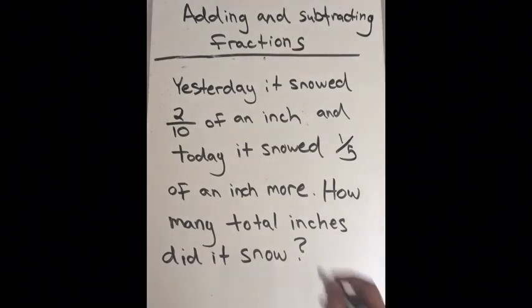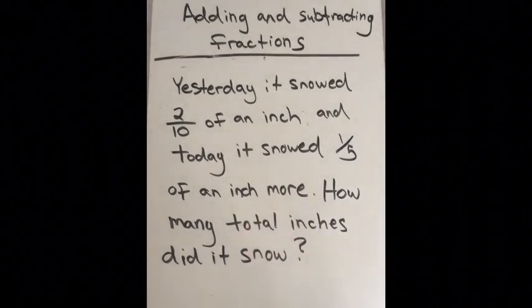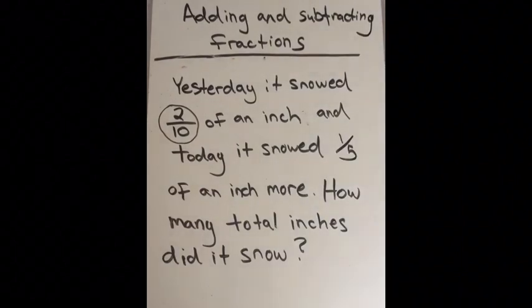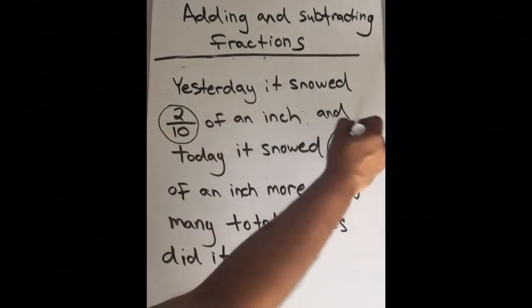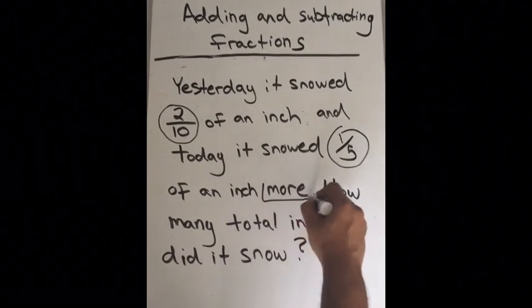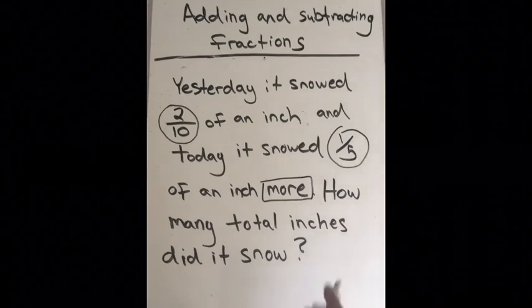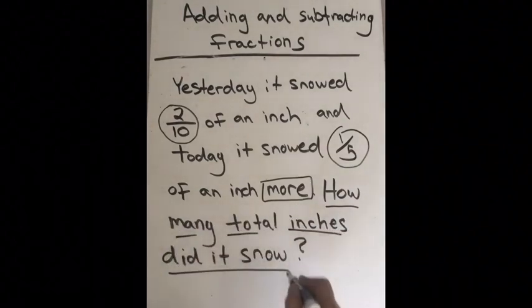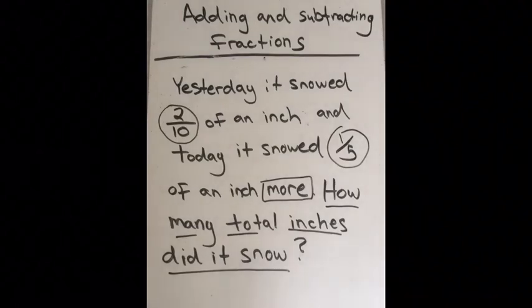As I read this problem, I see yesterday it snowed, well, our first fraction is 2/10. So I'm going to circle that number so I can remember, of an inch. And today, so one was yesterday, one's today, it snowed 1/5 of an inch more. I feel like this more thing is really important. How many total inches did it snow? Well, I kind of want to underline that, because that's the question that it's asking us.